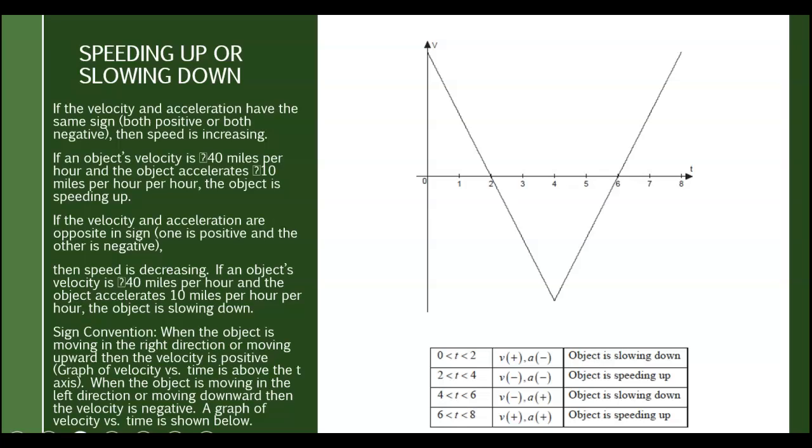So when the object is moving in the right direction or upwards, then velocity is positive, and it is also having a positive acceleration. We can see that in this graph. From 0 to 2, velocity is positive because it's above. Acceleration is negative because the line is decreasing, therefore the slope is negative. So velocity is positive, acceleration is negative, the object is slowing down. From 2 to 4, both are negative, therefore the object is speeding up. From 4 to 6, velocity is negative, acceleration is now positive, slowing down. And 6 to 8, positive, positive, speeding up.